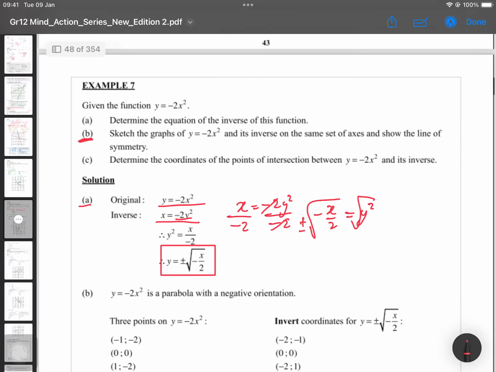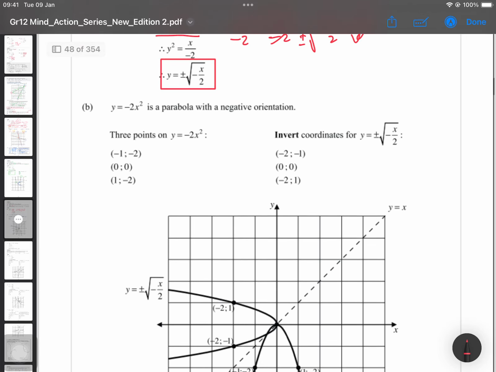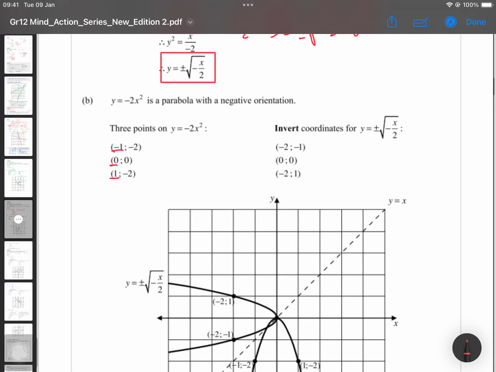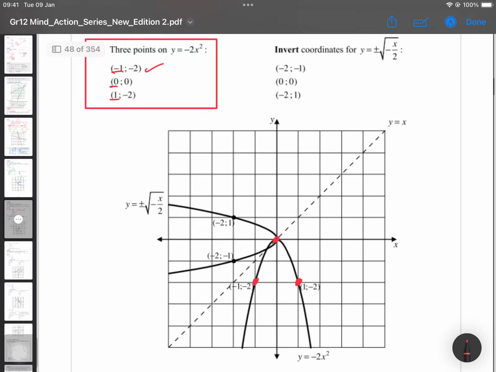B says sketch the y equals -2x² and its inverse on the same set of axes, not forgetting the line of symmetry, that is the y equals x line. So let's see, again you can use -1, 0, 1 and see what you get as the y values. So for the original, you're going to get -1:-2, that's there, 0:0, and 1:-2. Those are the 3 points.